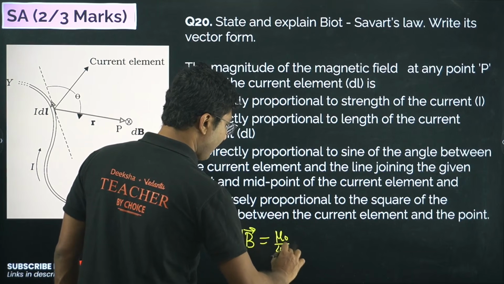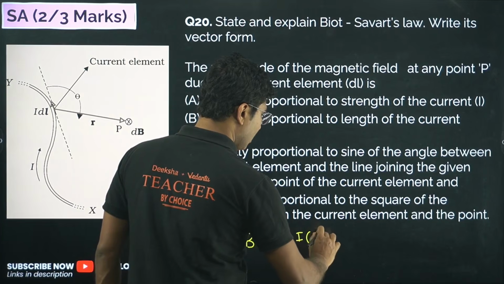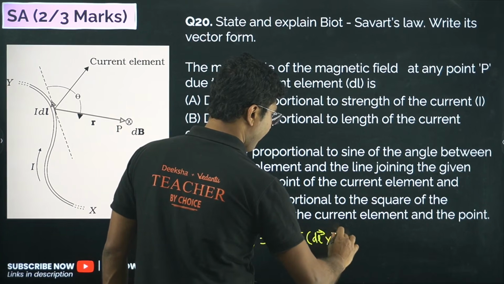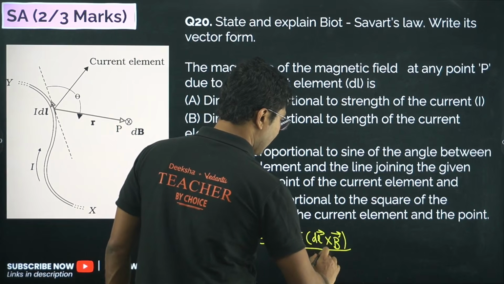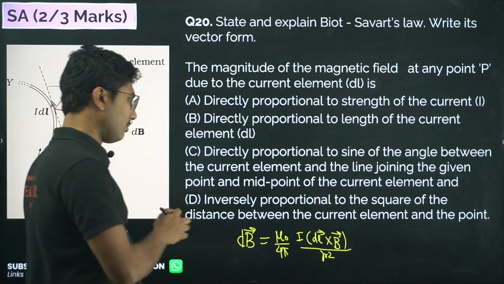Now the magnetic field in vector form is given by dB equals mu naught by 4 pi, I into dl cross r, divided by r square. This is the vector form of Biot-Savart's law.